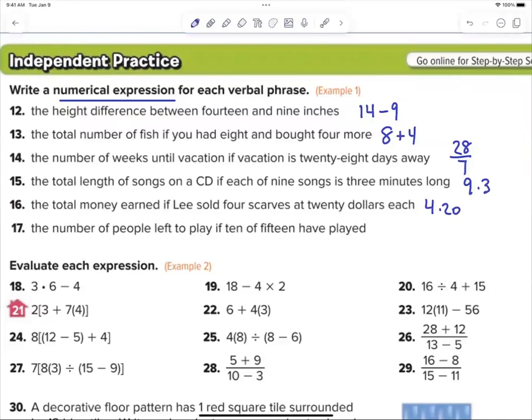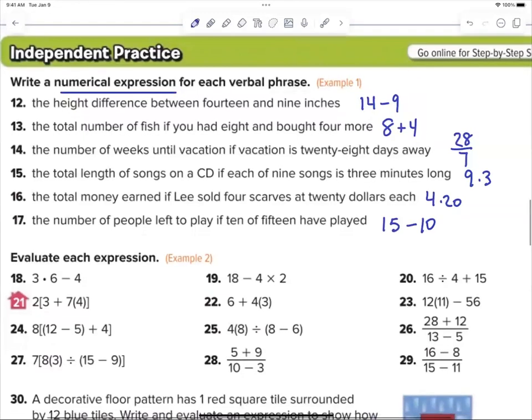All right, and number 17. The number of people left to play if 10 of 15. What do you do with that? 15 minus 10. You are awesome, girl. That is exactly right. 15 minus 10. Beautiful. Anybody have any troubles with that reading?